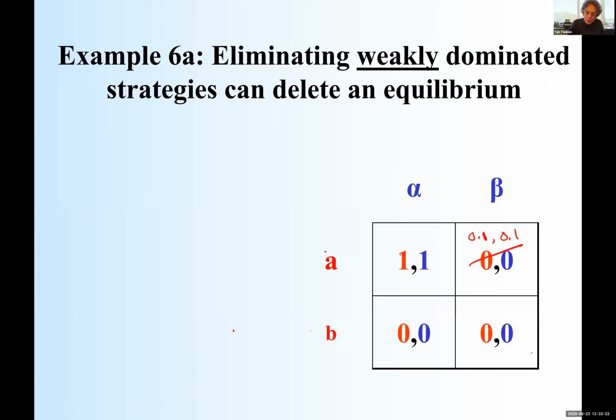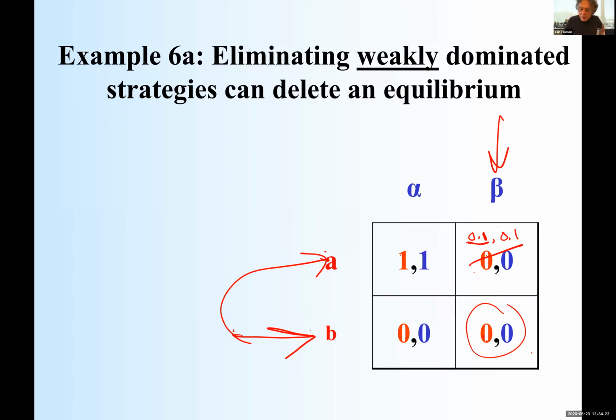1 is more than 0, 0.1 is more than 0. This now cannot be an equilibrium because if I play B and you play beta, I'm better off going A, because 0 is less than 0.1. The problem is only when you are indifferent between two choices, given what the other one is doing, and you may, as demonstrated here, get an equilibrium where one or both of the players are choosing weakly dominated strategies. Okay? It cannot be an equilibrium when one or both of the players choose a strictly dominated strategy.